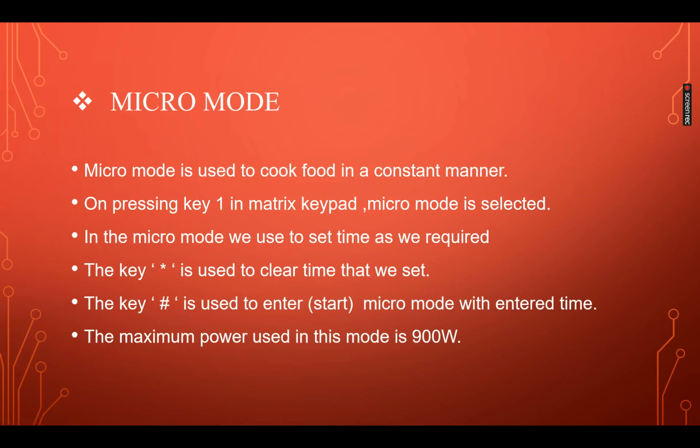Micro mode is used to cook food in a constant manner, like curries, etc. It heats with high power, which takes the power of 900 watts. When we press key 1 in the matrix keypad, micro mode is selected. In the micro mode, we can set the time as we require. The key star is used to clear the time that we set. The key hash is used to enter or start micro mode. With entering time, the micro mode by default takes power up to 900 watts as maximum.